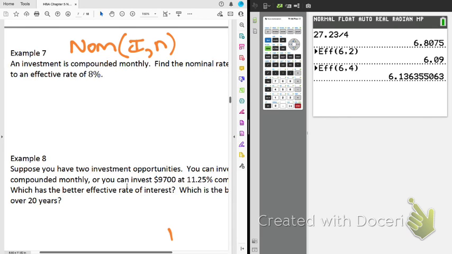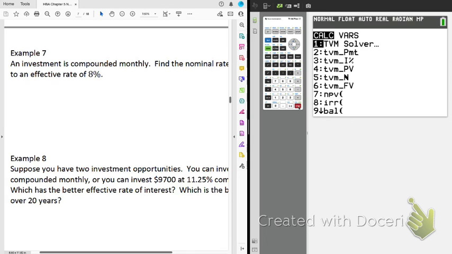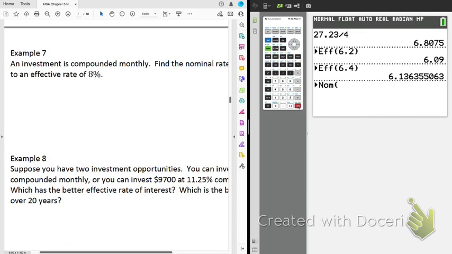So in order to do that, I go back into my finance menu. These are so low on the list that sometimes I go up instead of down because I get to them faster. Small things. This time I use the nominal command. I hit enter. This one said the effective rate was 8%, so I use that 8%, comma, compounded monthly means what? 12 times. And it converts it back to that lower interest rate for the nominal, 7.72%.